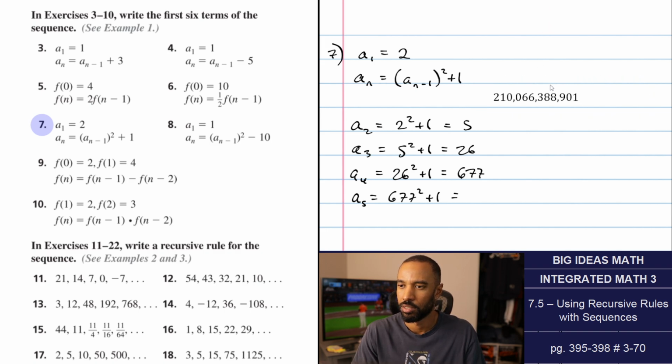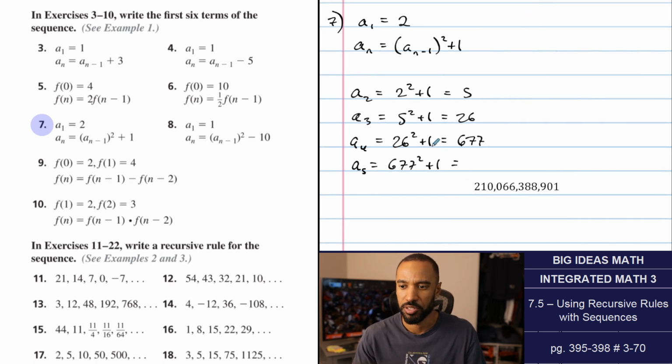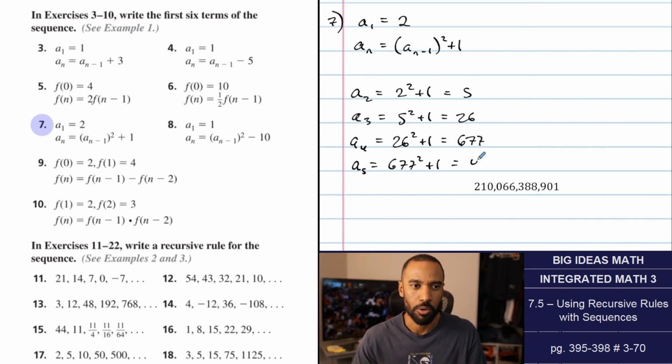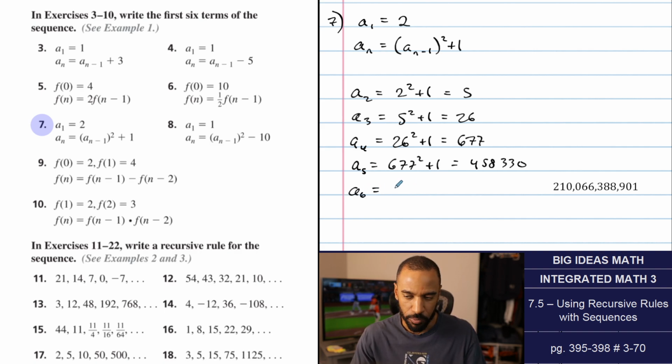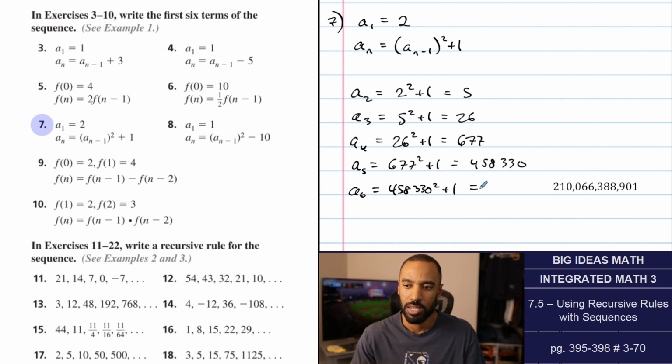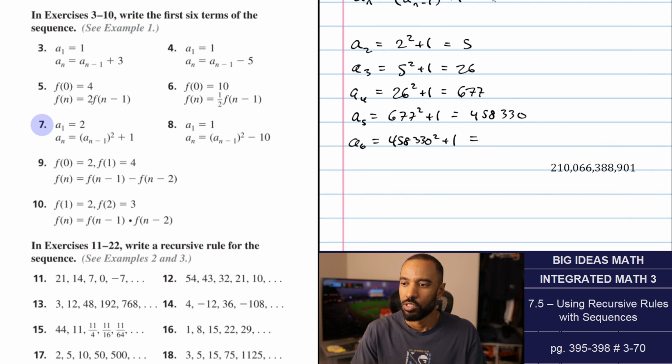It is a billions number, I think. So that first number before that, though, was 458330. And so a sub 6, I'm not going to rewrite the terms in a list, by the way, for this one. 458330 squared plus 1 equals that guy. I'll handwrite it, though. 21006.